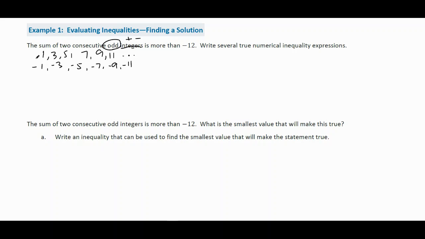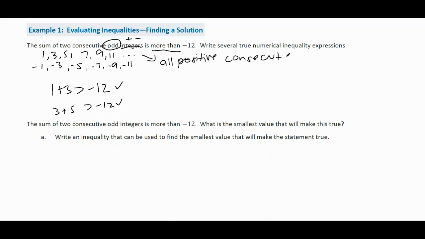All right. So we got this. Of course, it should be more than negative 12. So let's try 1 and 3. So 1 plus 3, is it greater than negative 12? Yes. How about 3 plus 5? Is greater than negative 12. So basically, because it's more than all positive values, all positive consecutive odd integers is, of course, applicable. But let's look at the negatives.